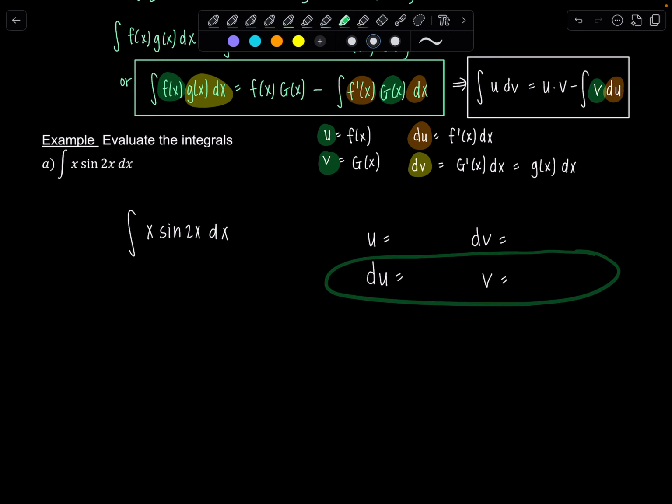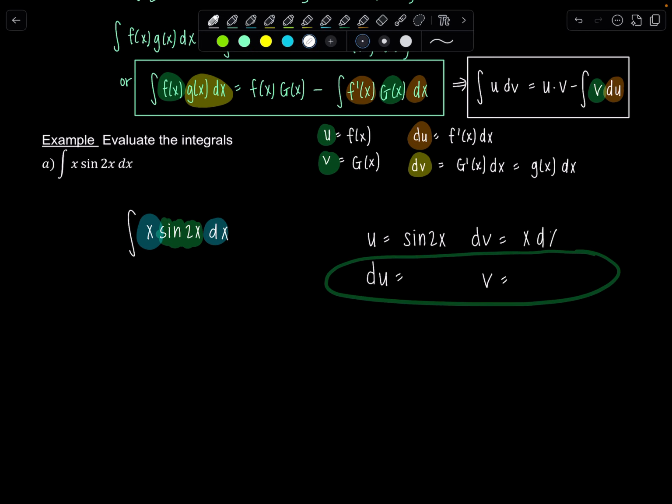So I'm going to set it up badly first for you to see the difference, okay? Say I guessed and I'm like, okay, I'm going to let u be sine 2x, and I'll let dv be the rest of it. It has to be the rest of it, x dx.